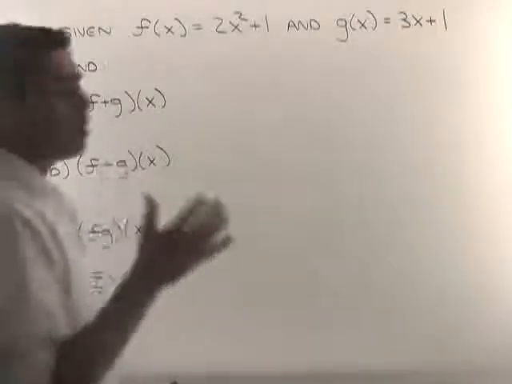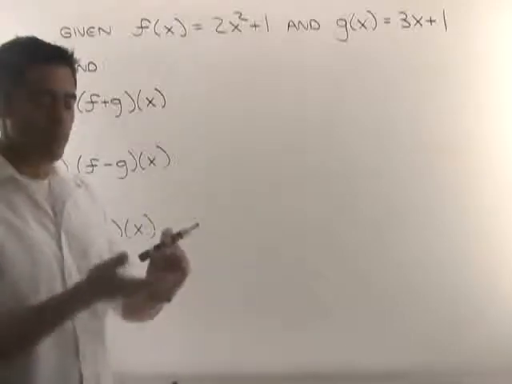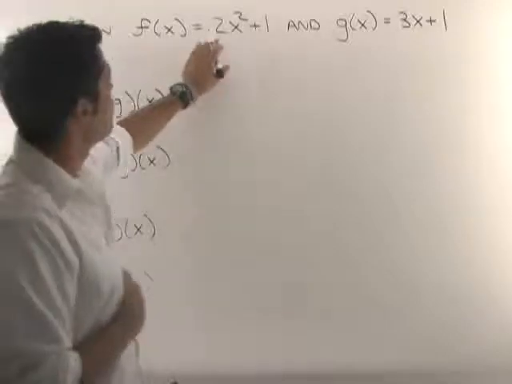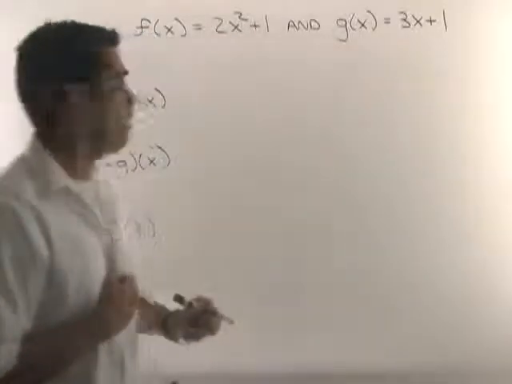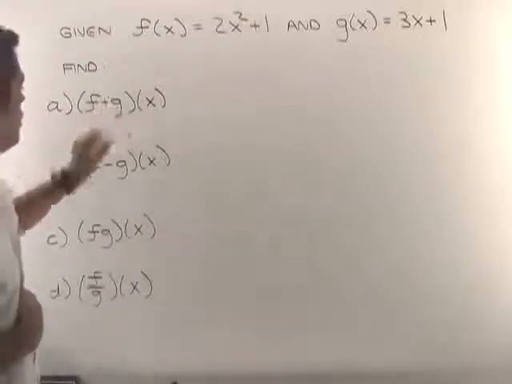All right, what we're going to be working with here is what's called the arithmetic of functions. We're going to be finding the sum, difference, product, and quotient of two functions. So here we're given two functions: f of x is 2x squared plus 1, and the other function g of x is 3x plus 1. We're asked first to find the sum of the two functions f and g.